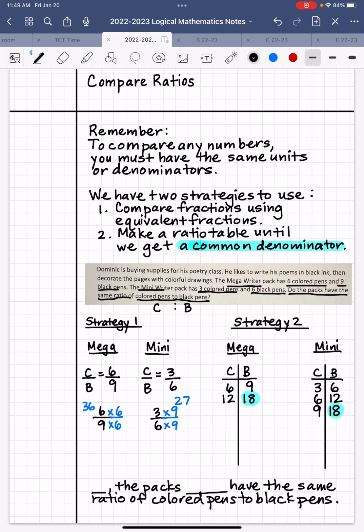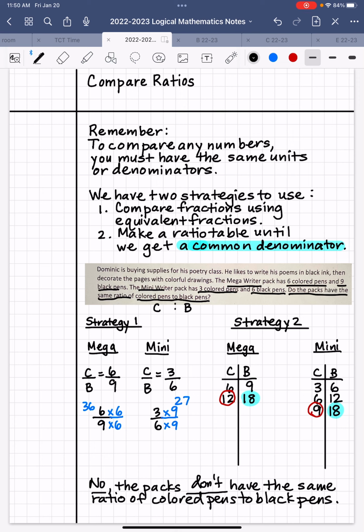So I look to see if they're the same ratio, they're going to have the exact same number of colored pens. And are these the same number? No. The Mega pack has 12 colored pens and the Mini pack has 9 colored pens when they both have 18 black pens. So therefore, the ratios are not the same. So to answer this question, we have no, the packs don't have the same ratio of colored pens to black pens.